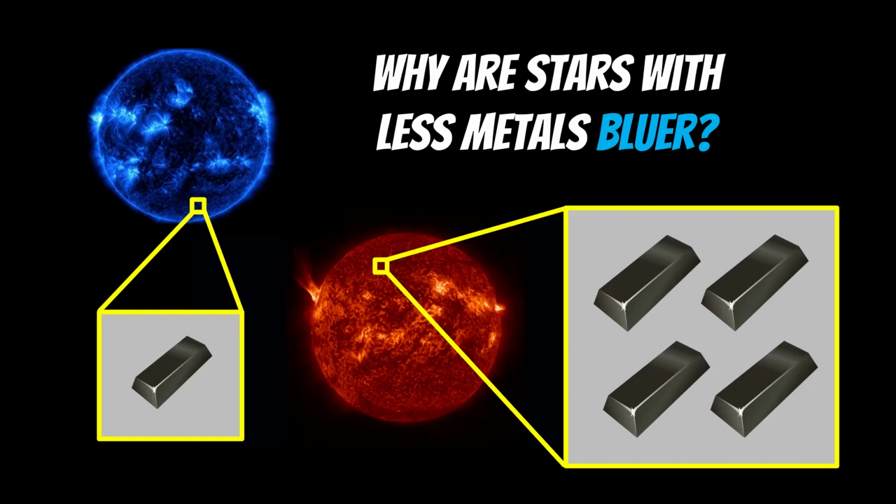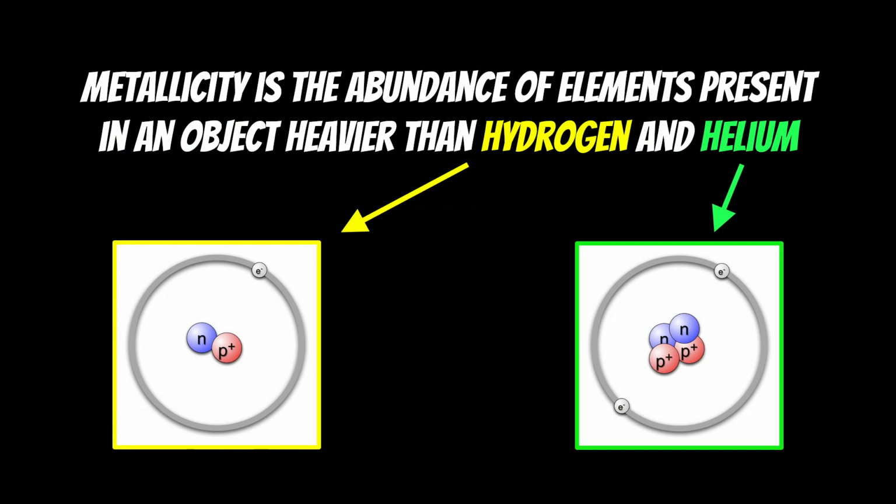So stars with more metals in them actually appear redder than those with less. So less metals in a star and it will appear bluer. Now, what do we mean by metals when we talk about stars? Well, actually, it's not in the sense that you normally think of a metal. It refers to anything that is heavier than hydrogen or helium. So it's an element that is heavier than hydrogen or helium.